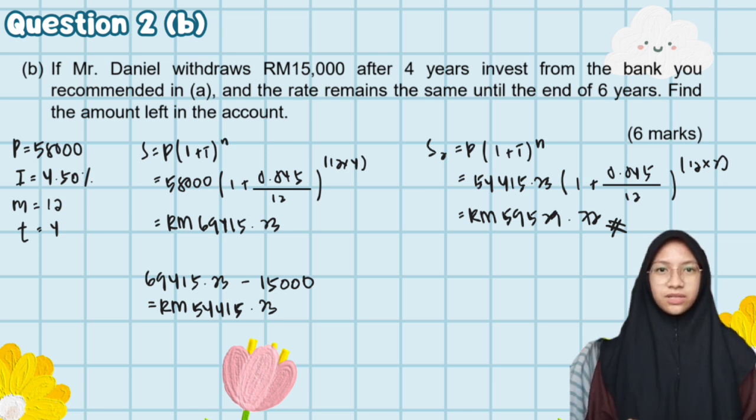Next, 15,000 is deducted from 69,450 ringgit and 23 cents to find the new principal after the withdrawal. After deduction, the new amount is 54,450 ringgit and 23 cents. To find the total amount left in the account, we use the same formula again by changing the principal P to 54,415 ringgit and 23 cents and the time T to 2 years, since the remaining investment period is 2 years. After substituting, the total amount left in the account is 59,529 ringgit and 72 cents.